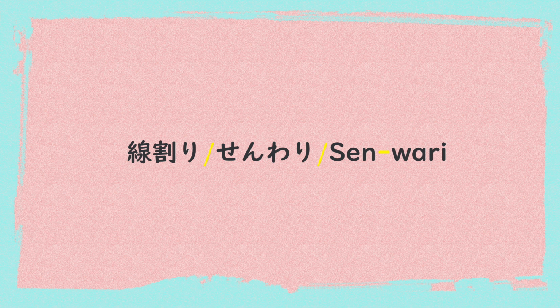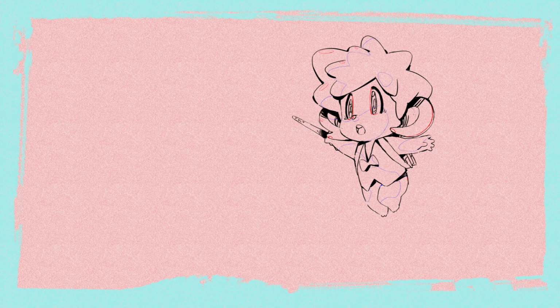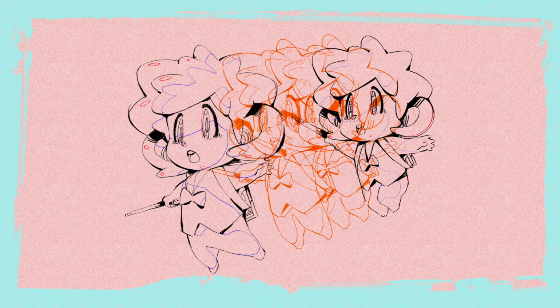Senwari. It's one of the techniques of nakawari. This technique is very simple and the easiest. Just draw a line between keyframes. Almost all nakawari uses this technique.